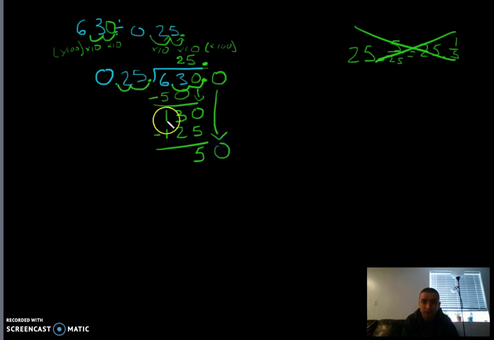Bring down my 0, 25 goes into 50 twice. 2 times 25 is 50, and there's my answer. Okay, so that's how we divide decimals. We have to make this number a whole number, do the same thing here, and then we can just do our long division. Alright, let's try one more problem here.